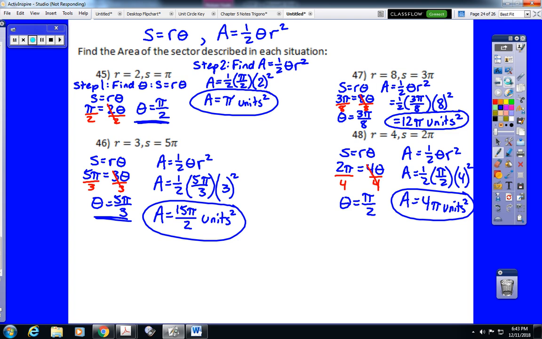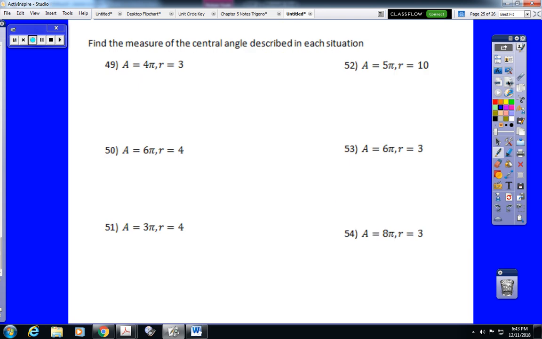If the computer ever changes. There it goes. Find the measure of the central angle in each situation. Now notice what they've given us. They've given us A and R, which means we're going to be using the area equation. Area equals 1/2 theta R squared, because we know everything in that equation except for theta, which is what we're being asked to find. So on each one of these problems, we're going to plug into 1/2 theta R squared.